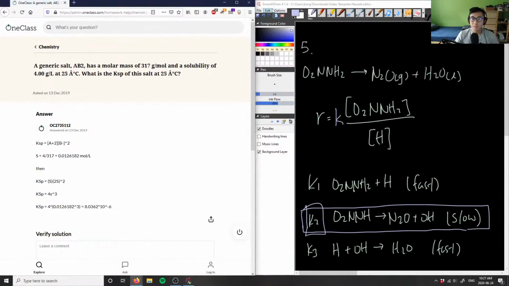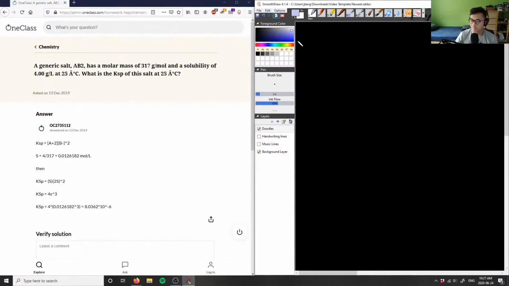All right, let's go to number 6. So this is a generic salt, AB2, that has a molar mass of 317 grams per mole and a solubility of 4.00 grams per liter at 25 degrees Celsius. What is the Ksp of the salt?